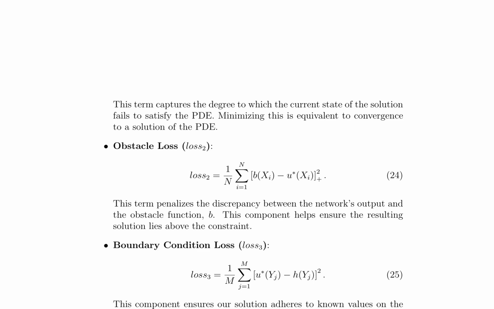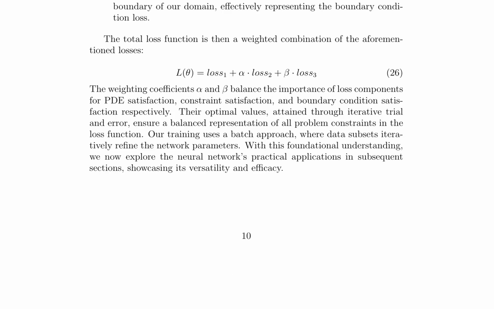The novel neural network-based method for solving partial differential equations, PDEs, with obstacles and boundary conditions involves a three-component loss function. The first component, PDE loss, measures how well the network approximates the solution of the PDE through mean squared error of the residual. The second component, obstacle loss, ensures the resulting solution lies above the constraint by minimizing the squared difference between the network's output and the obstacle function. The third component, boundary condition loss, adheres to known values on the domain's boundary by minimizing the squared difference between the network's output and the prescribed boundary conditions.